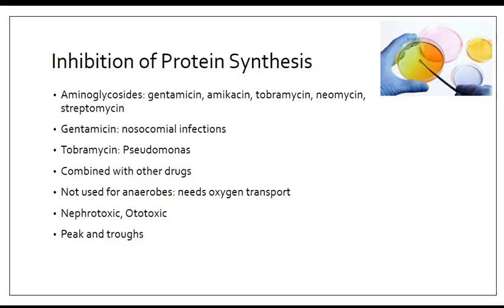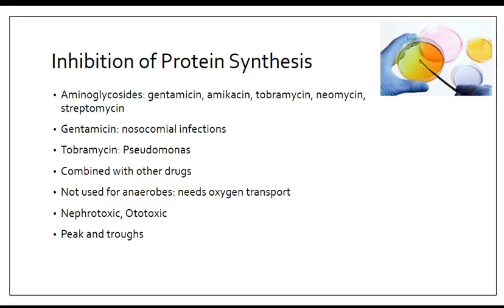Okay, protein synthesis. The aminoglycosides, which include gentamicin, amikacin, tobramycin, neomycin, and streptomycin. Gentamicin is used for many nosocomial infections, and tobramycin is often used to treat Pseudomonas. Pseudomonas is a very resistant organism. Often these are combined with other drugs. It's not used for anaerobes.